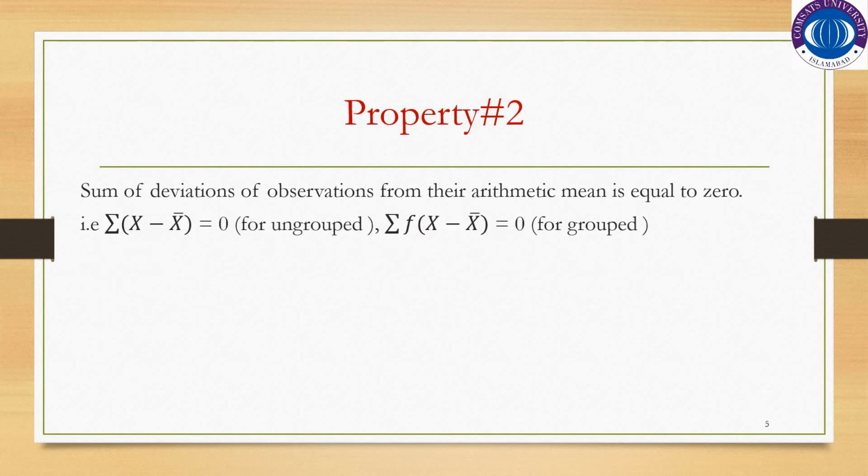Property 2 is, the sum of deviations of observations from their arithmetic mean is equal to 0. We have written it in notations for both ungrouped and grouped data. What are deviations? Deviation is subtracting all the points from some particular point. So, the sum of deviations of observations from their arithmetic mean is equal to 0.